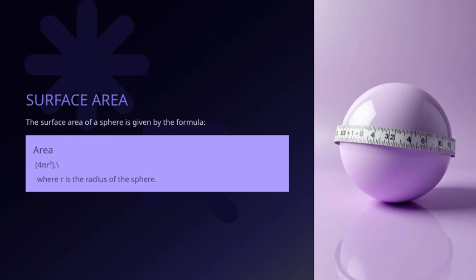This concept connects to our overall theme of understanding geometric properties and how they relate to real-world objects. So, whenever you're working with spheres, just remember this formula and how the radius influences the surface area.